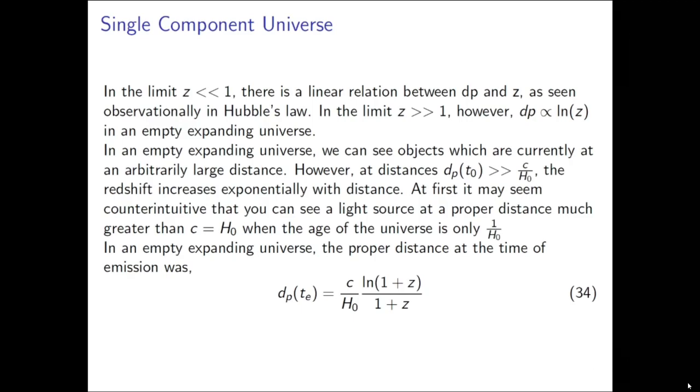As the value of the proper distance keeps increasing, we can also say that at distances much greater than the Hubble's distance, that is c by H_0, the redshift increases exponentially with distance. We might not be able to grasp it exactly at first, but because we don't consider distances greater than the Hubble's distance, we say that we cannot see the object, right?